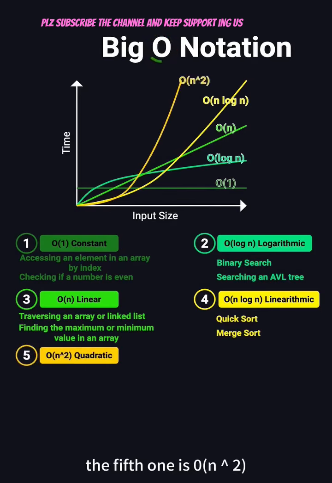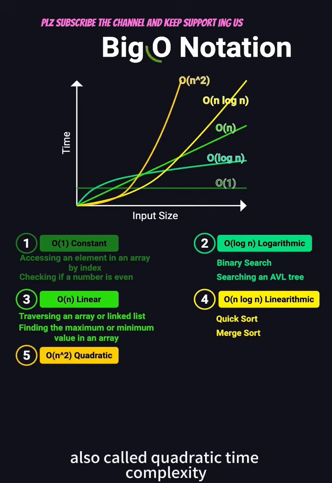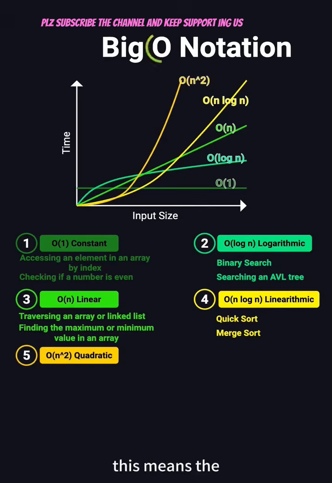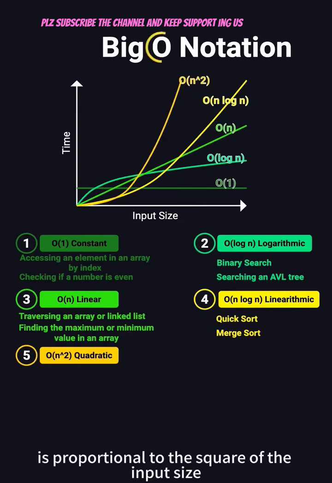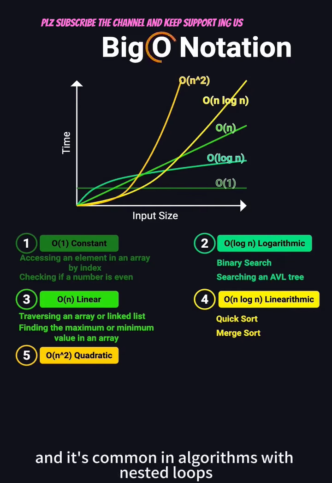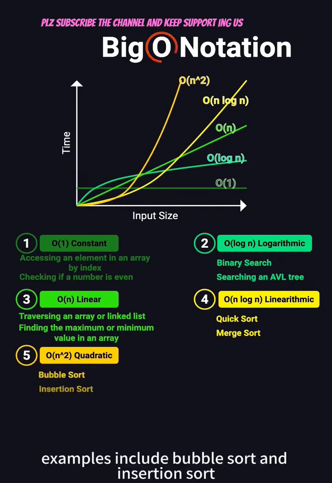The fifth one is O(n squared), also called quadratic time complexity. This means the execution time is proportional to the square of the input size, and it's common in algorithms with nested loops. Examples include bubble sort and insertion sort.